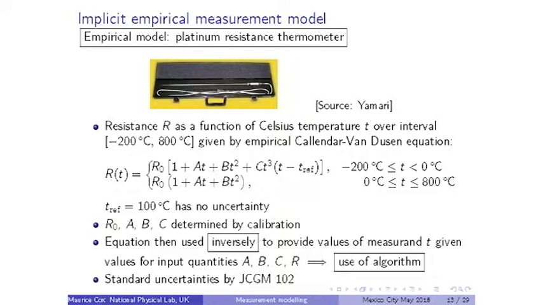The quantities on the right, R0, A, B, and C, are determined by calibration and hence have uncertainties. Indeed, they have an associated covariance matrix. We use the equation inversely because we want to compute the temperature T having measured the resistance R. So again, we want to use the expression inversely, and it requires the use of an appropriate algorithm, of course.